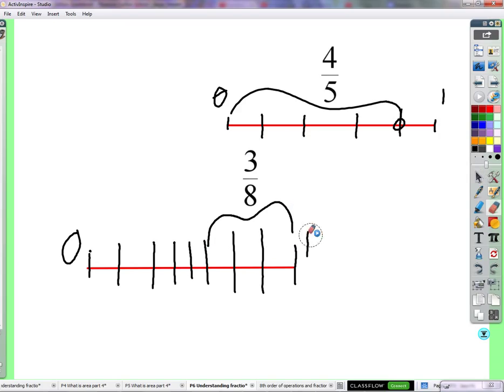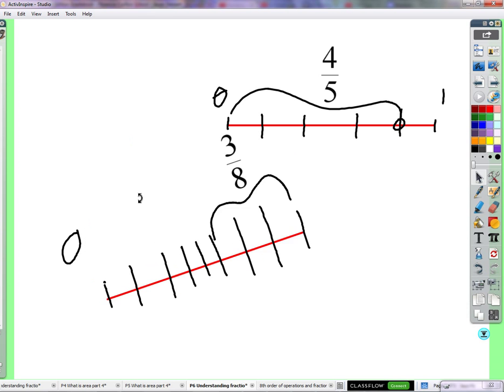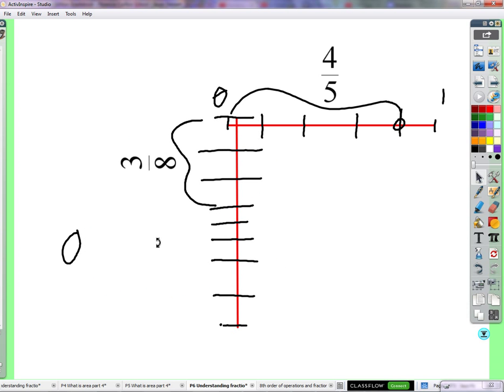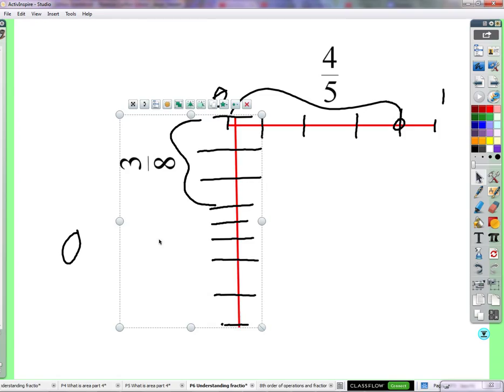All right, I'm just gonna get on my right one there. Now take this thing, rotate it, and it doesn't quite match up, so I'm just gonna have to move it.